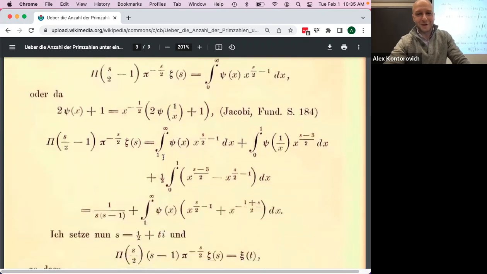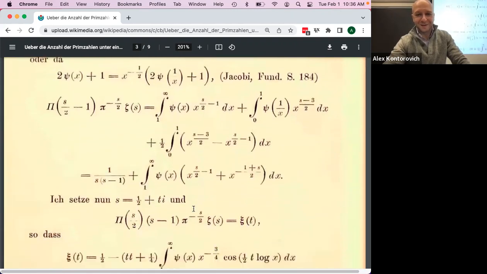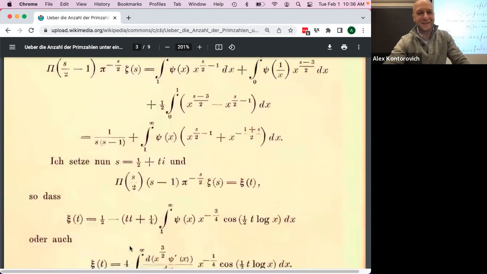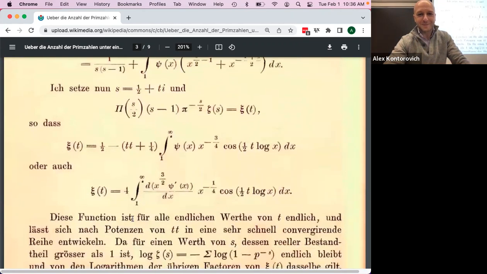You integrate from 1 to infinity and from 0 to 1. You flip the integral from 0 to 1. These integrals you evaluate explicitly, and you get this. So it's all literally right there in Riemann's memoir. Here's a nice quarter plus t squared. I think this is the first instance of a quarter plus t squared, well before spectral theory of anything.